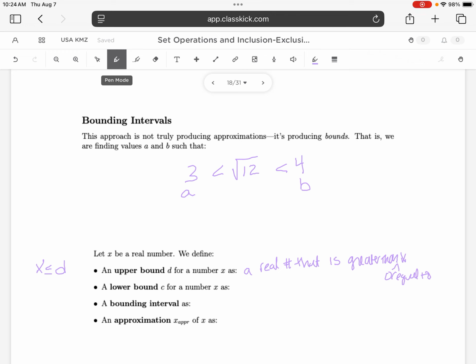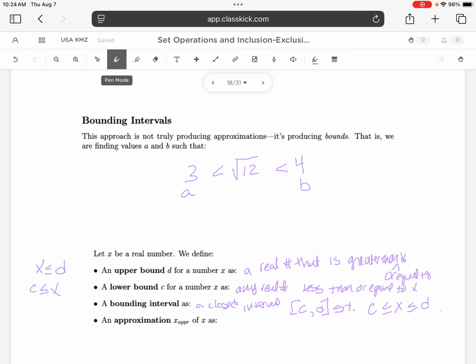Similarly, a lower bound c for a number x is just any real number c that's less than or equal to x, right? So we have that c is less than or equal to x, and putting those together gives us our bounding interval. So it's a closed interval. It's the set of all real numbers between c and d such that x is in that interval. So c is less than or equal to x, which is less than or equal to d.